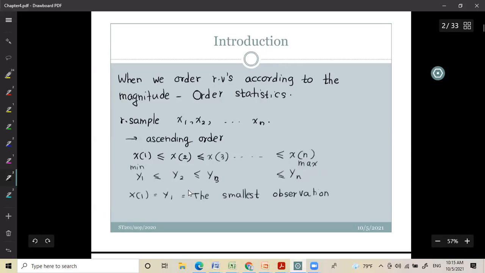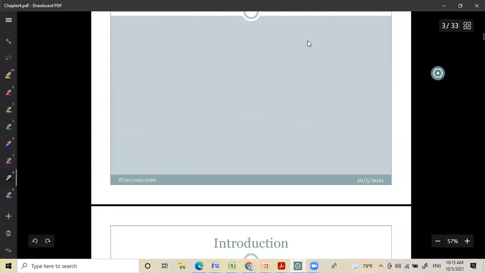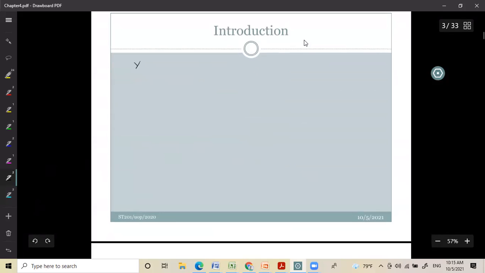Okay, and you can say this is the minimum of xi, where i goes from 1 to n. So this is another notation to write the minimum: min of xi, where i can be 1 up to n. Okay. Then what is y2? If you think about y2, that is the second smallest observation.